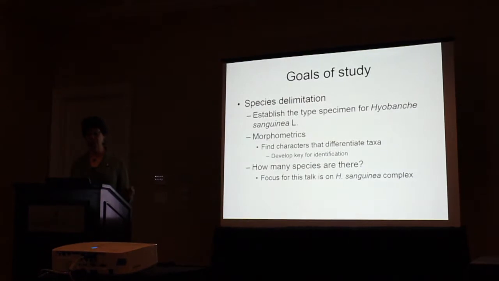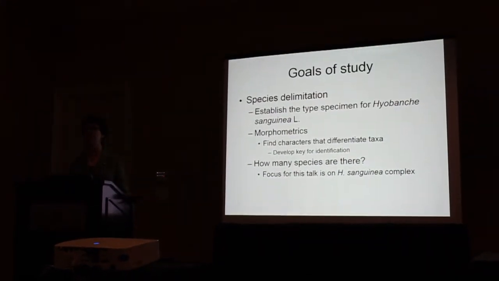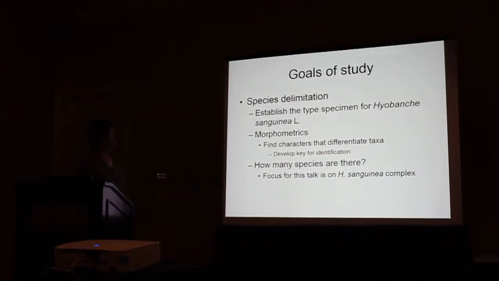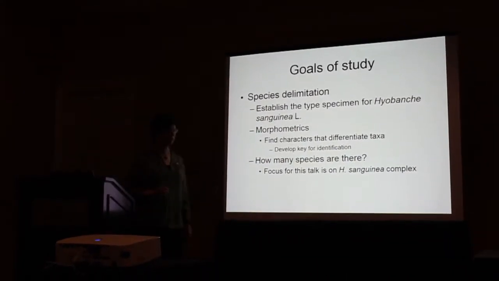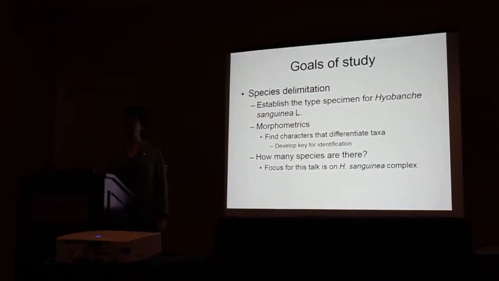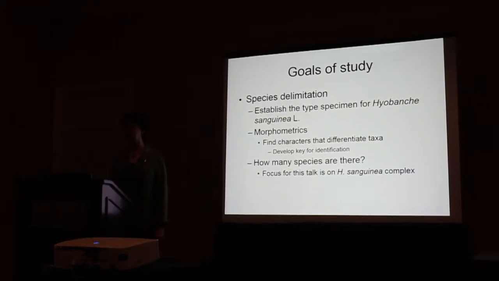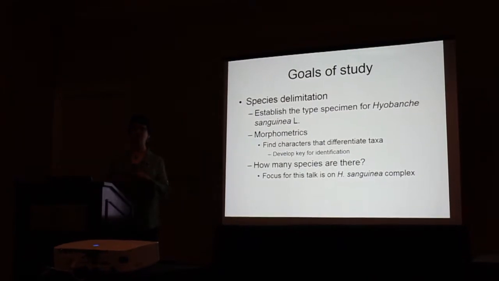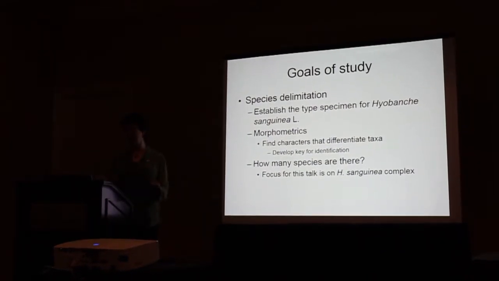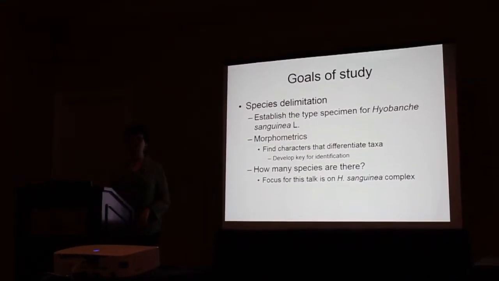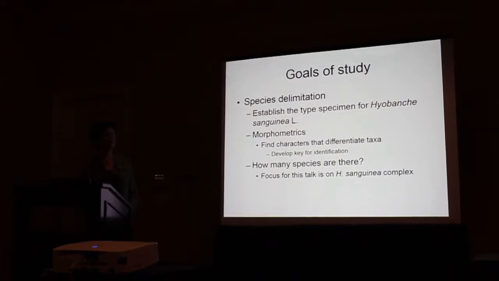So my goals for this study were really to try to understand the species diversity and to delimit species, and try to understand what was going on morphologically and molecularly in this genus. The problem I had in trying to do species delimitation is that, although Linnaeus described Hyobanche sanguinea in 1771, there was never a specimen designated as the type. And so if you think that there's diversity within the genus or the species Hyobanche sanguinea and you want to separate species from that, you actually have to have a type specimen. So it's really difficult to figure out what is a type. And so my first challenge was to solve that taxonomic puzzle.